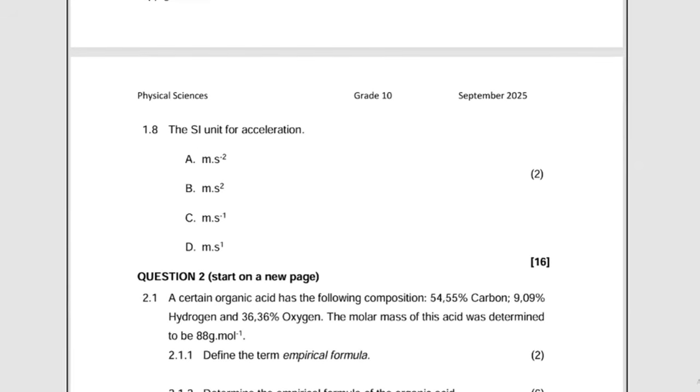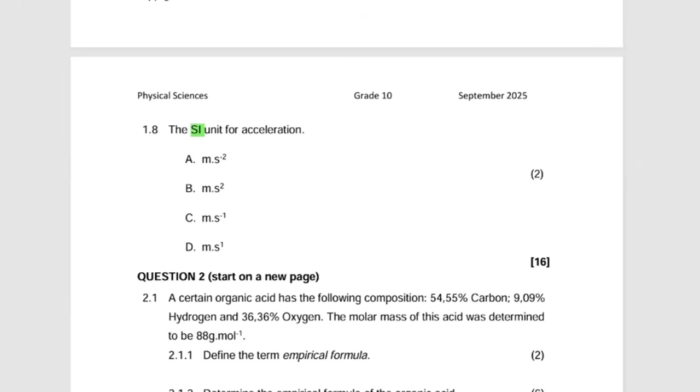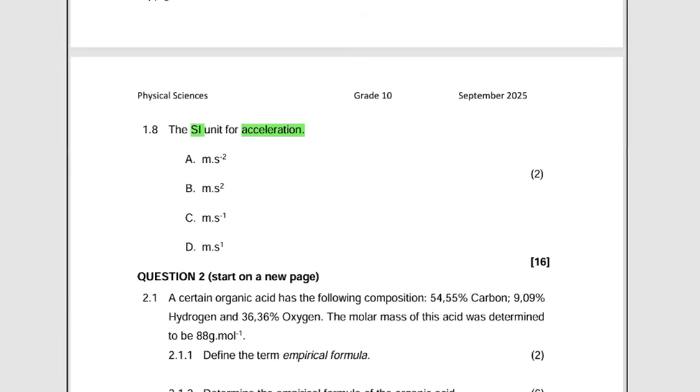As we proceed to the last one, which is 1.8 there. So we are asked about the SI unit of acceleration, the units of measurement for acceleration. So the unit of measurement for acceleration is meters per square second. So our correct option there is going to be A. Take note of B there. B there has no per second there. So there is a missing per second at the top.